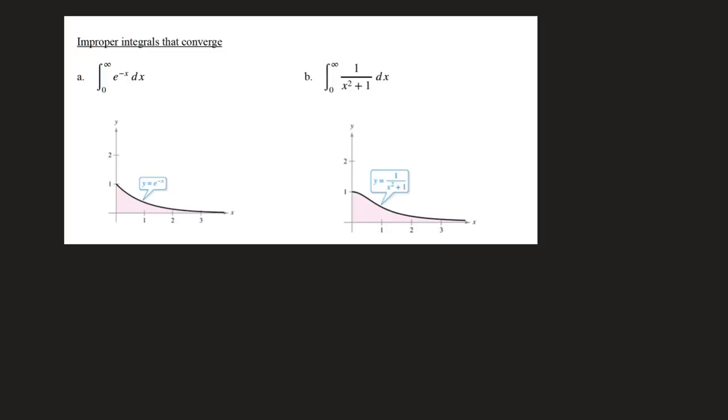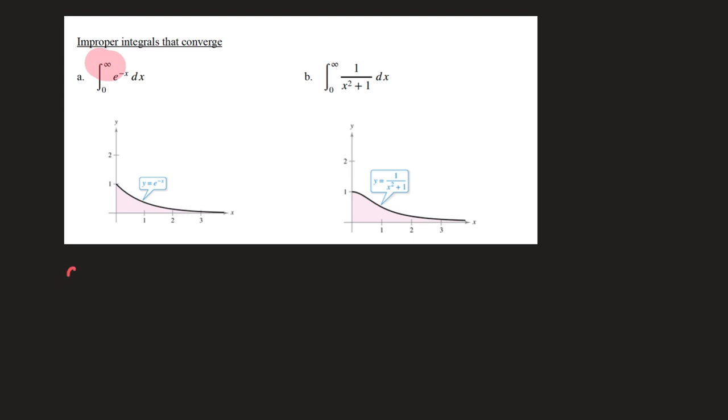Let's do the first part. Here is an improper integral that converges. Look at this one: I sketched it from 0 to infinity. Definitely you see the boundary is infinity right there, so you're going to use the definition of improper integral.